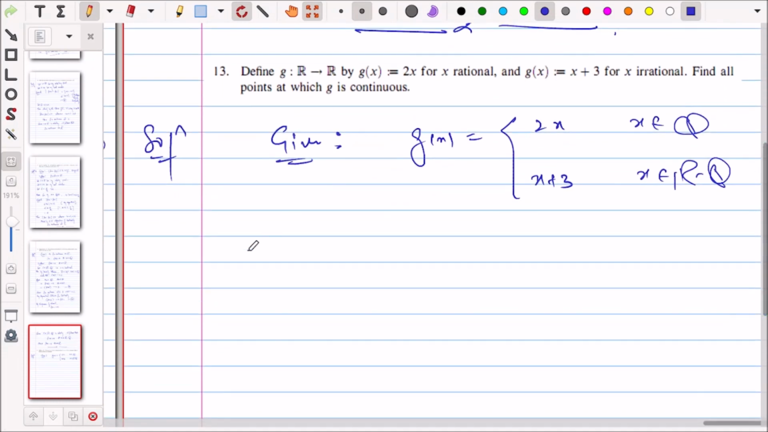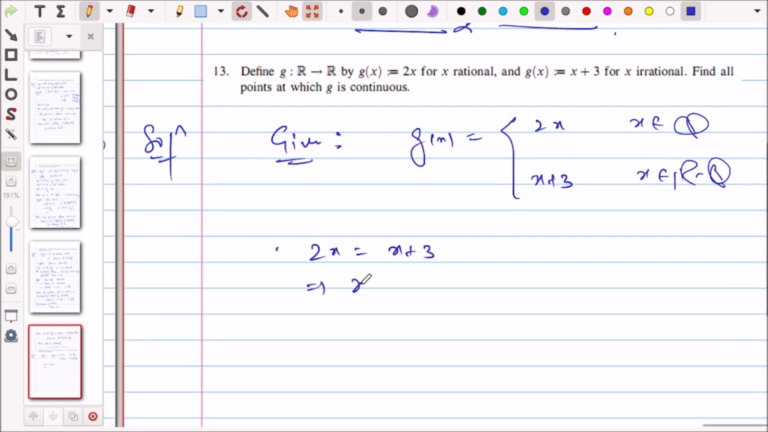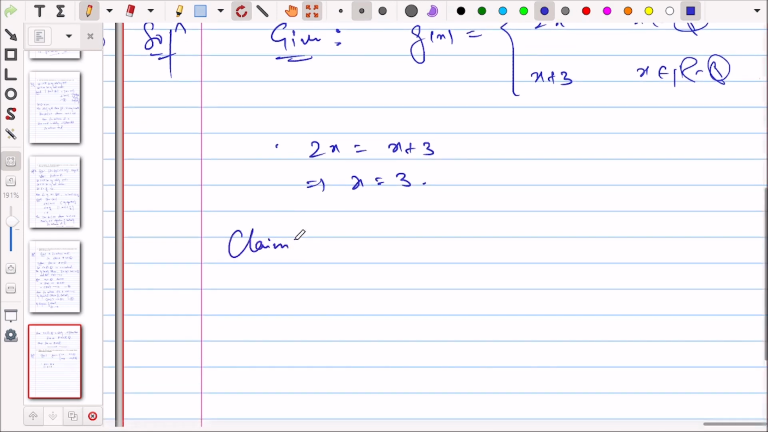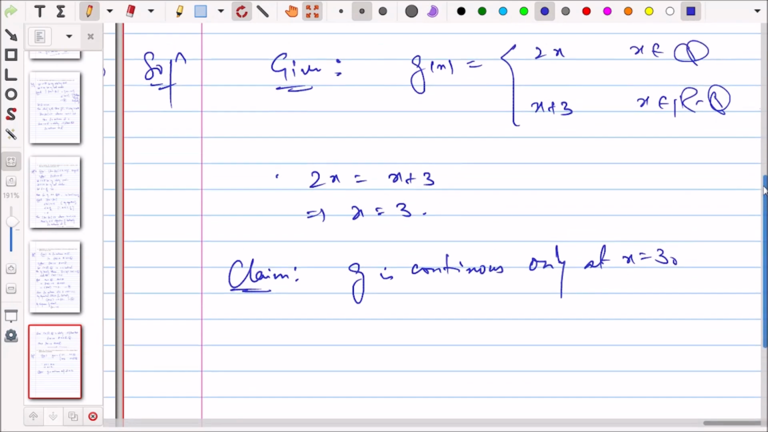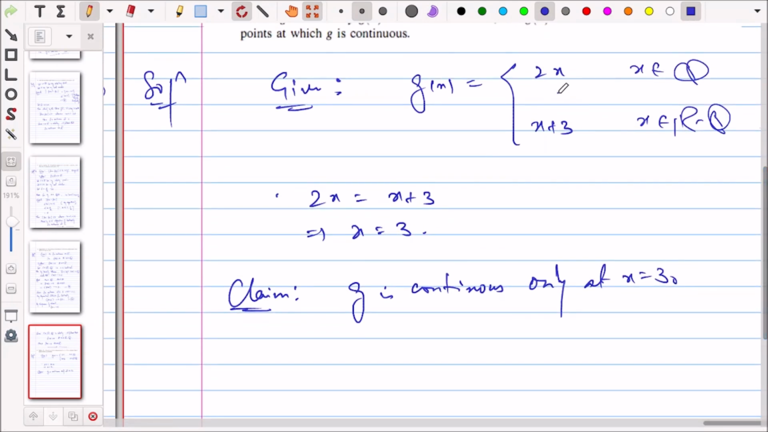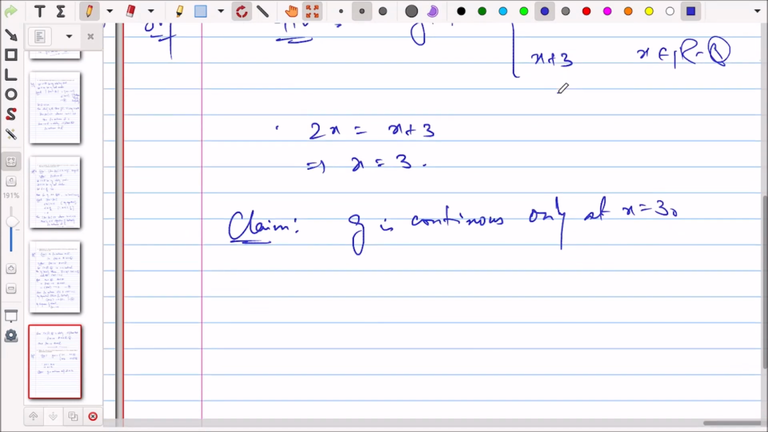So you have to equate these two functions, that is, solve these two equations. Here it is very easy, but whenever you are given this type of problem, just equate the two functions. So 2x equal to x plus 3, so this implies x is equal to 3. So you have to show the claim: g is continuous only at x equal to 3. At points where these two functions are equal, only at those points is this Dirichlet type of function continuous, otherwise at all other points it is discontinuous. So this is what we have to show.